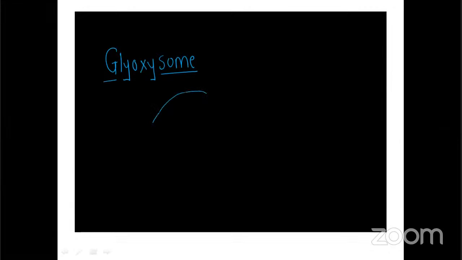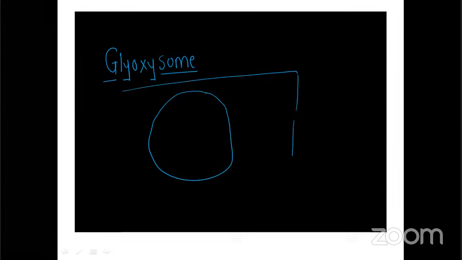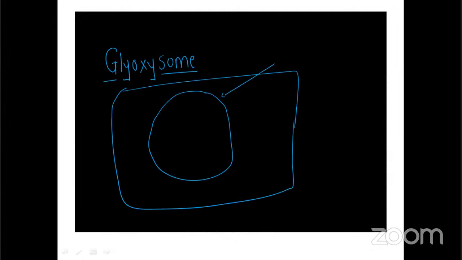Please pay attention. Now we have to discuss the next type of organelle. That next organelle is the glyoxysome. All students, please pay attention. Now we are going to discuss the glyoxysome. Glyoxysome is also a single membrane-bound organelle, having a single membrane.